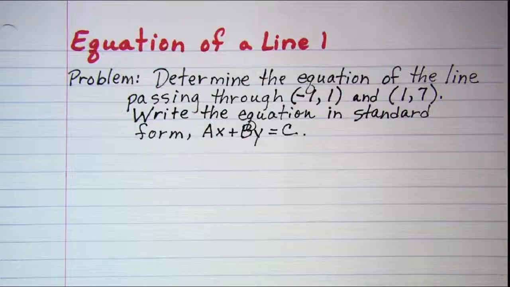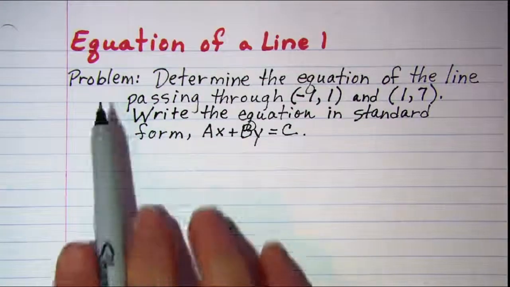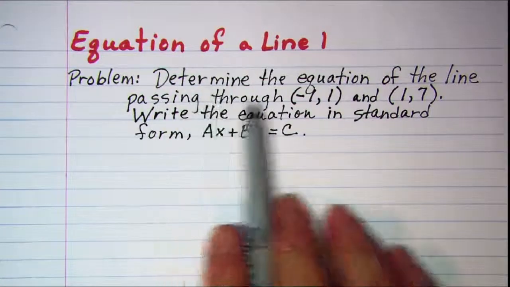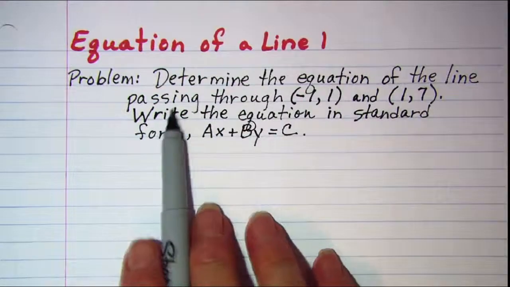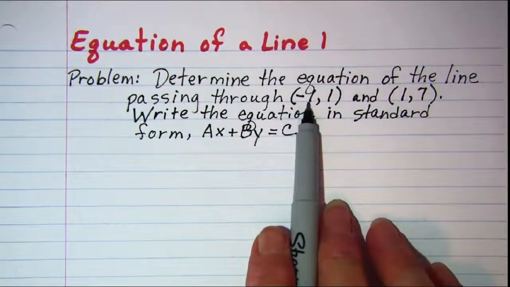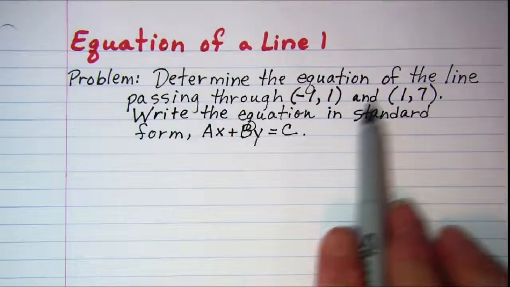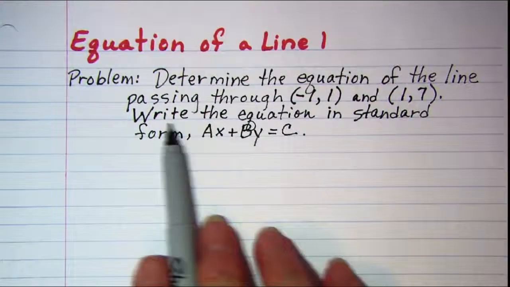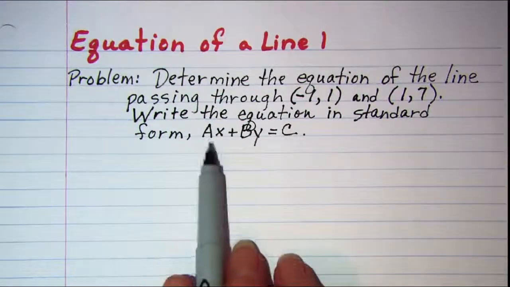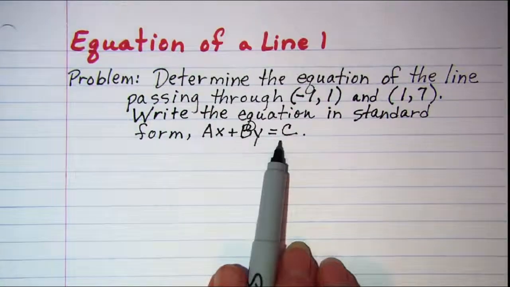In this video, we'll be finding the equation of a line through two given points. The problem that we'll be working is to determine the equation of the line passing through the point (-1, 1) and the point (1, 7). Write the equation in standard form, ax + by = c.